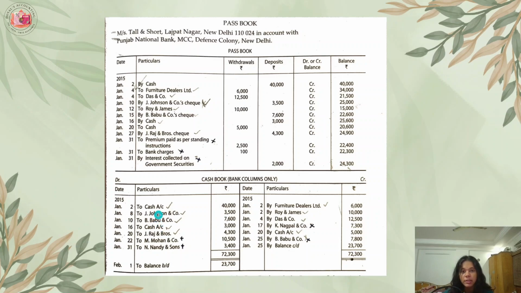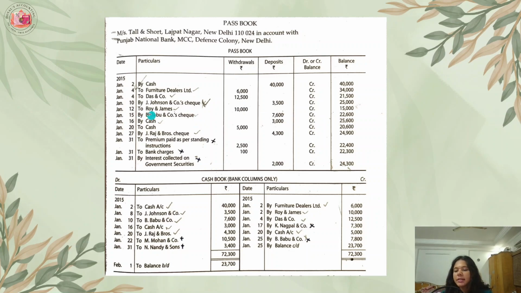Okay, since it's still within the month, it's not a problem. On January 12th, to Roy and James, withdrawal of 10,000. By Babu and Company's check, 7,600 has been credited.